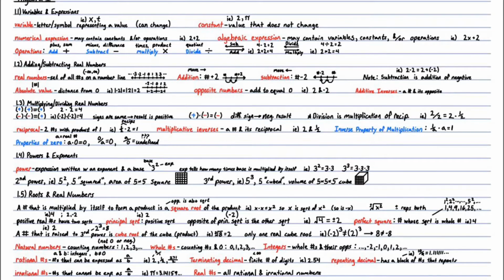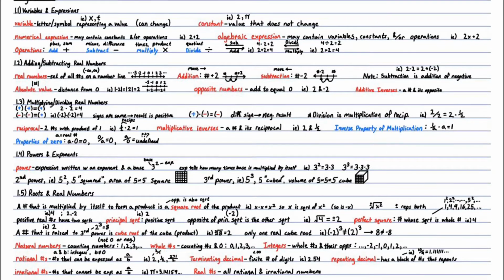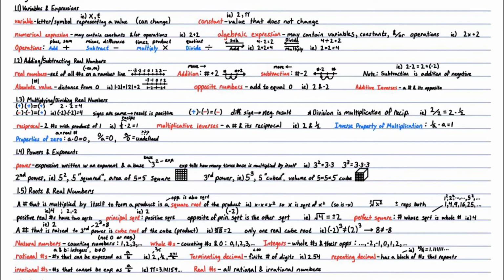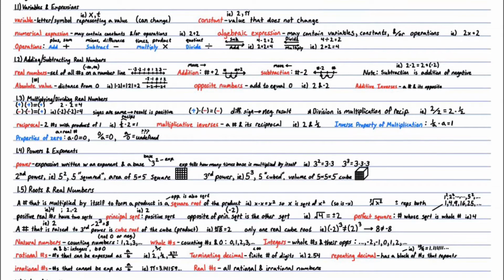4 operations. 1. Addition, plus, sum. 2. Subtraction, minus, difference. 3. Multiplication, times, product. 4. Division, quotient. Subtraction undoes addition and division undoes multiplication.